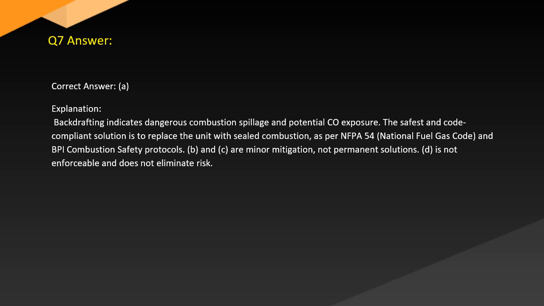Correct answer: A. Explanation: Backdrafting indicates dangerous combustion spillage and potential CO exposure. The safest and code-compliant solution is to replace the unit with sealed combustion, as per NFPA 54 National Fuel Gas Code and BPA combustion safety protocols. B and C are minor mitigation, not permanent solutions. D is not enforceable and does not eliminate risk.